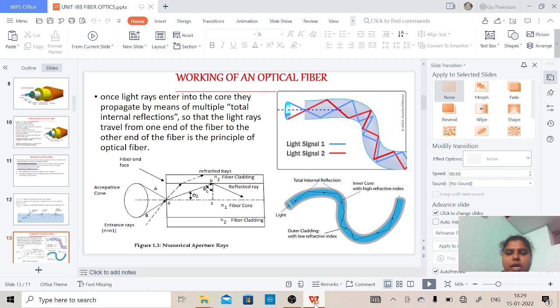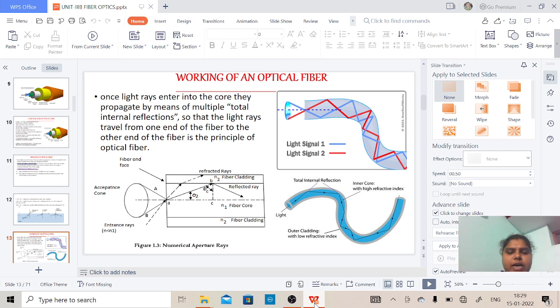The light will propagate through this, and we see what happens inside the core and outside the core, that is, within the cladding. Once the light rays enter the core, they propagate by means of multiple total internal reflections because the angle of incidence is greater than the critical angle, so the light rays travel from one end of the fiber to the other end of the fiber. This is the principle of optical fiber.